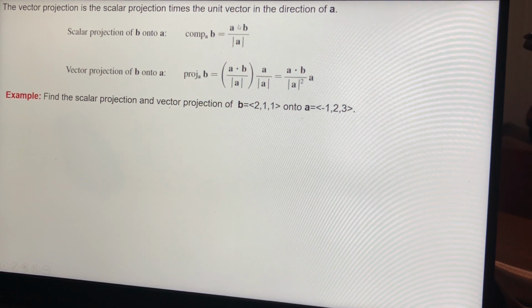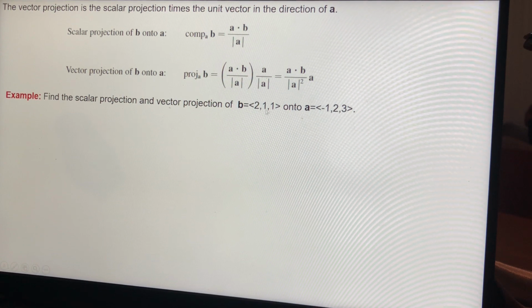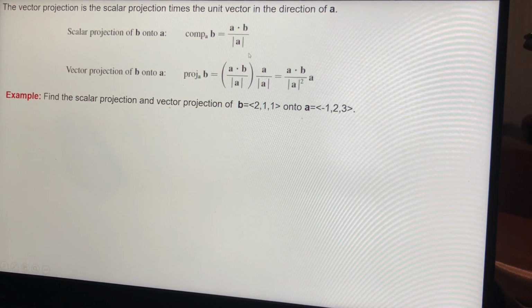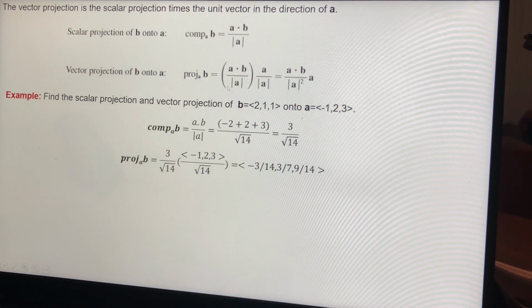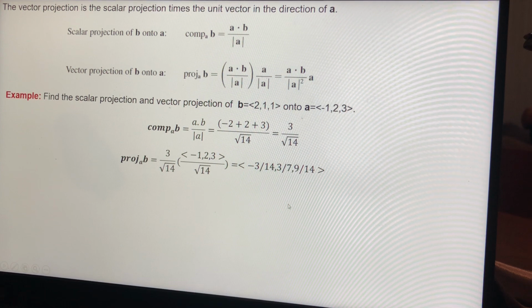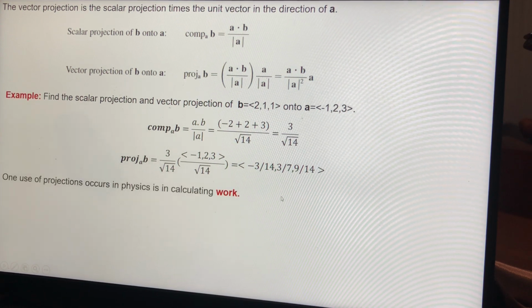What you need to do is just apply these formulas. The dot product over the length of A is going to give you the scalar projection. The dot product over the length of A squared, times A, is going to give you the vector projection. Okay, make sure that you do it with pen and paper, apply it by yourself.